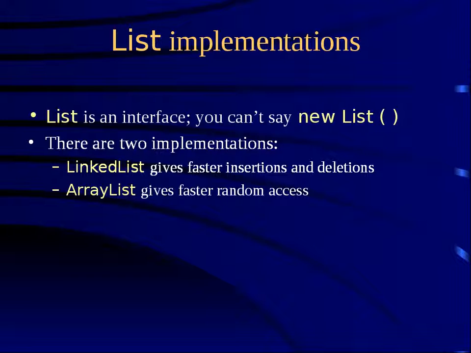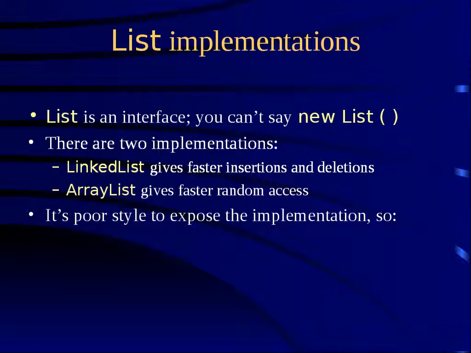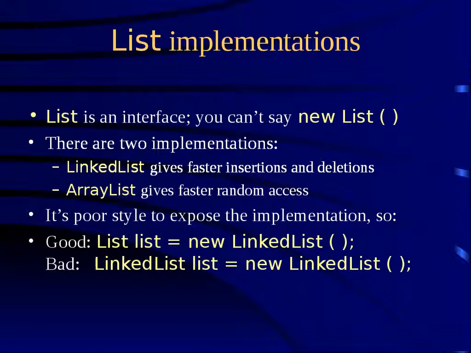There are two implementations for list, well, two common implementations, I should say. One is linked, which gives you faster insertions and deletions, and array list, which gives you faster random access. You notice from that code we were doing random access with .get. That's why it was so slow, because linked list is very slow on random access. But if we were trying to add and remove a bunch of items, a linked list would be faster. And it is poor style to expose the implementation, so you always want to do List equals new LinkedList, not LinkedList equals new LinkedList. Everyone good with the good versus bad?